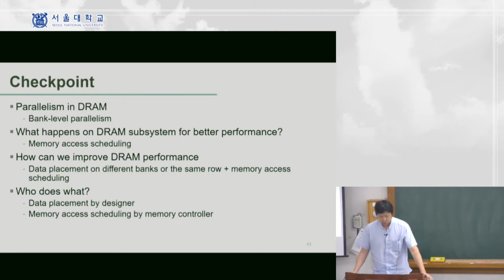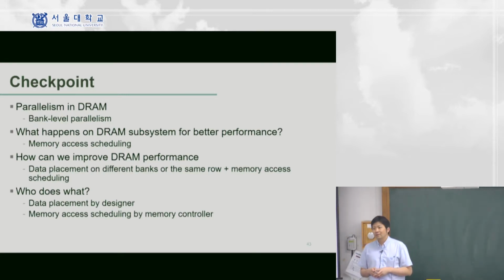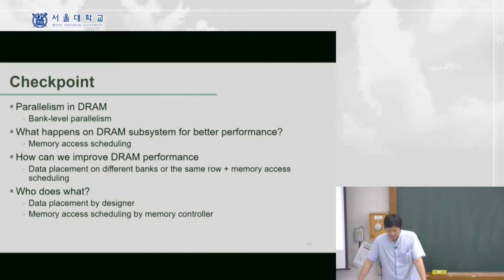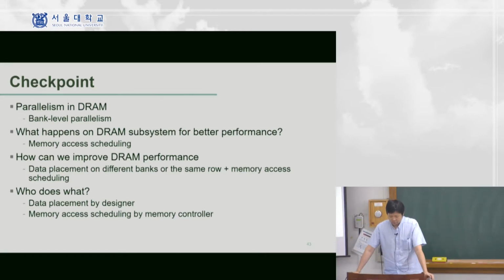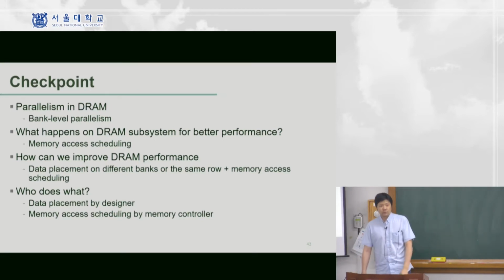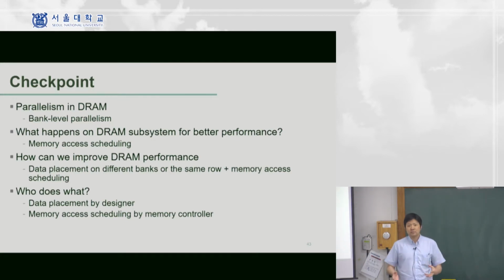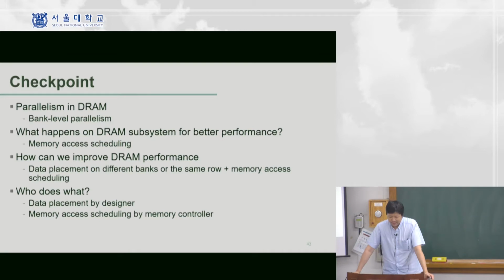We went over the internals of DRAM, and there are multiple banks that can operate in parallel. So we need to exploit the parallelism, what is called bank level parallelism, to achieve good performance in using DRAM. We also need to do memory access scheduling, because the column access is much cheaper than the row activation. So we need to maximize the locality of access, such that once you open a row, you try to maximally serve all the column requests towards that row. We need to exploit the locality, like a cache.